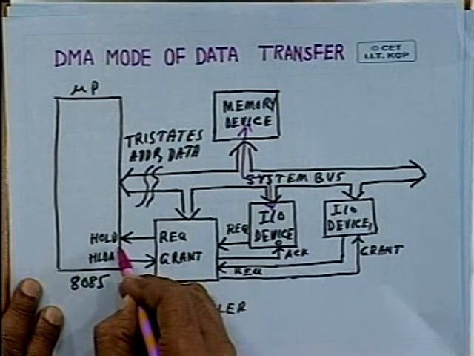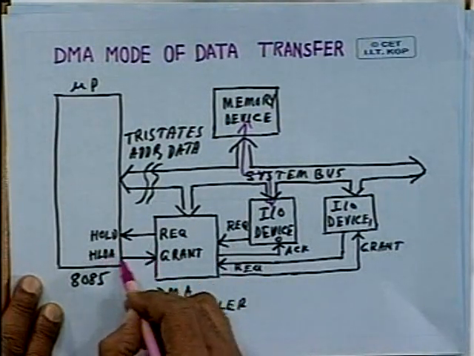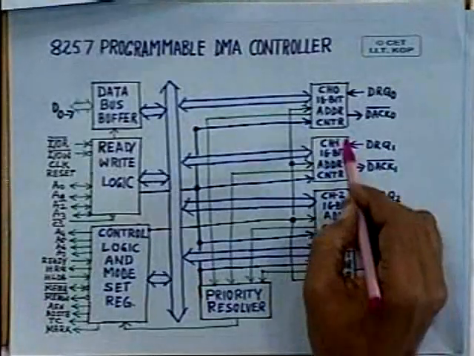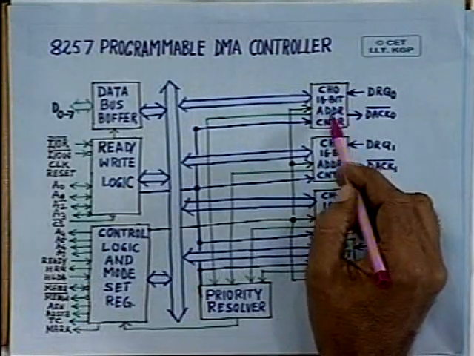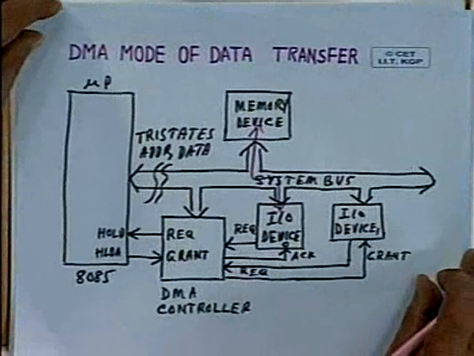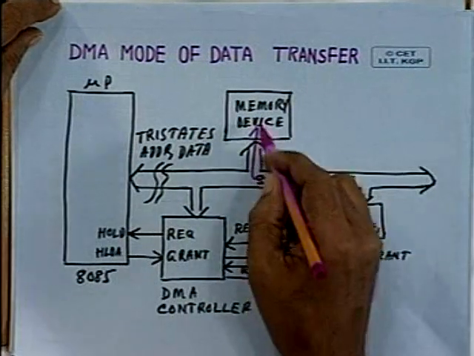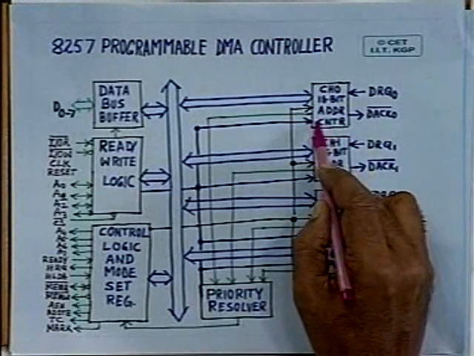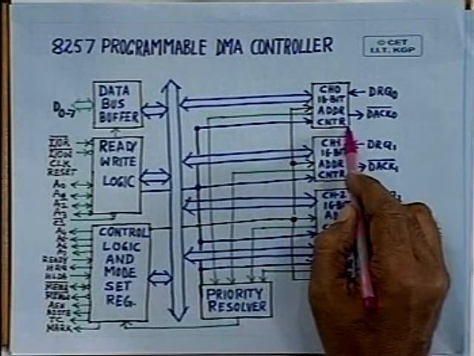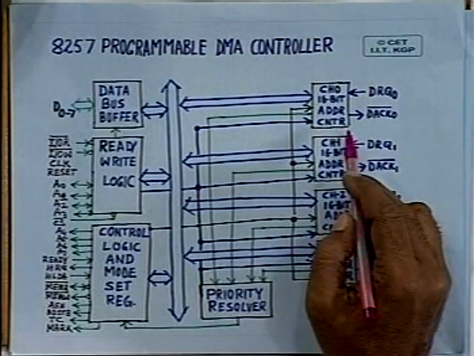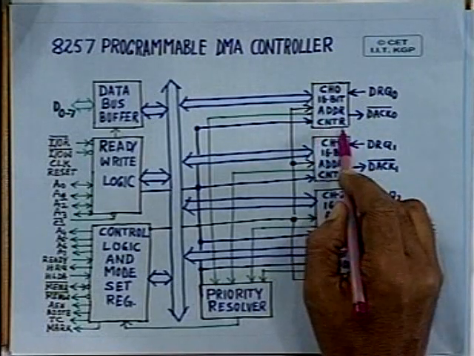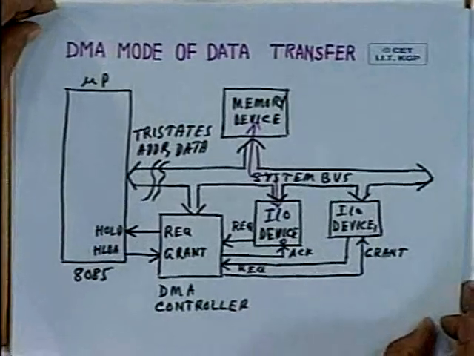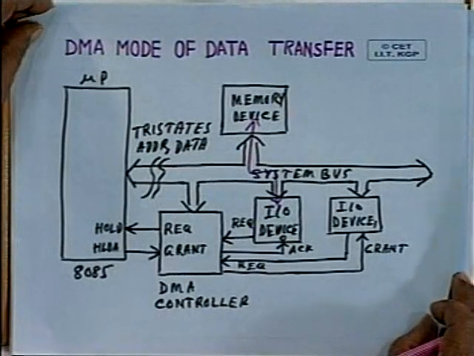the DMA request to the microprocessor, and after it gets the DMA grant, the DMA controller will generate the address based on the address provided here, and it will keep on transferring data 1 byte per machine cycle between an I/O device and a memory device until the terminal count register becomes zero. And whenever it becomes zero, the terminal count is reached, which we have already mentioned. So in this way, 16 kilobytes of data can be transferred in a go with the help of this DMA mode of data transfer.